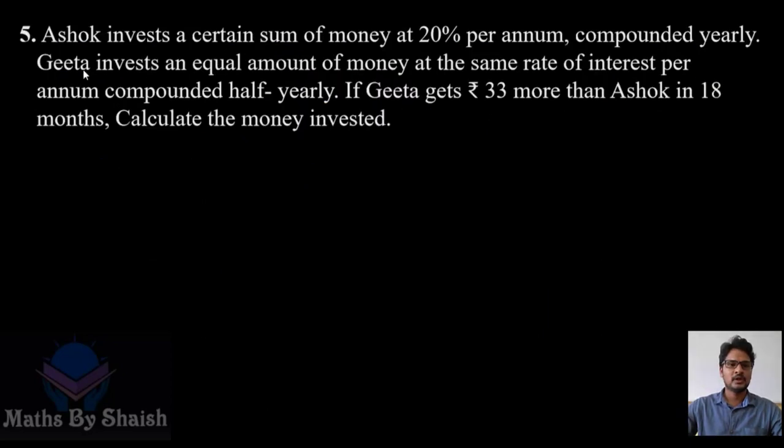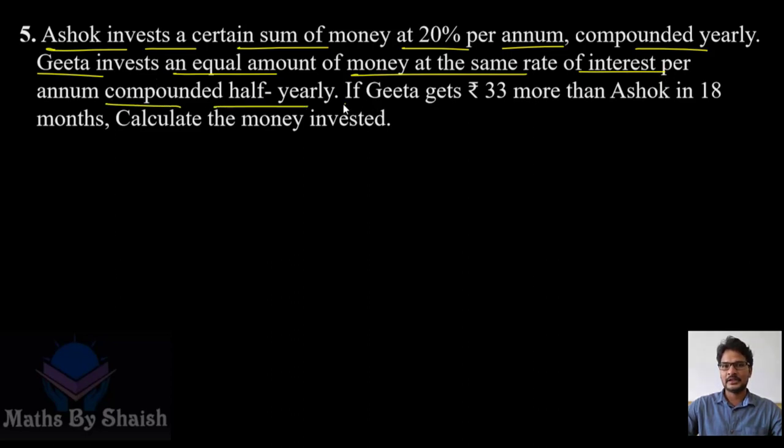Here's the fifth question. Ashok invests a certain sum of money at 20% per annum, compounded yearly. Geeta invests an equal amount of money at the same rate of interest per annum, compounded half yearly. If Geeta gets 33 rupees more than Ashok in 18 months, calculate the money invested.